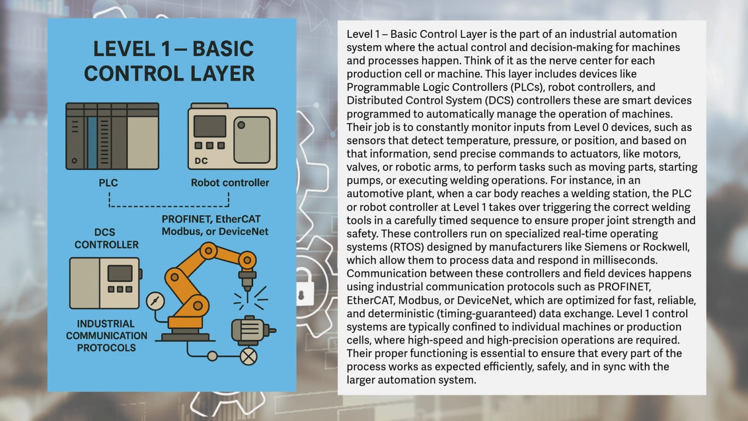Their job is to constantly monitor inputs from Level 0 devices, such as sensors that detect temperature, pressure, or position, and based on that information, send precise commands to actuators, like motors, valves, or robotic arms, to perform tasks such as moving parts, starting pumps, or executing welding operations. For instance, in an automotive plant, when a car body reaches a welding station, the PLC or robot controller at Level 1 takes over, triggering the correct welding tools in a carefully timed sequence to ensure proper joint strength and safety.